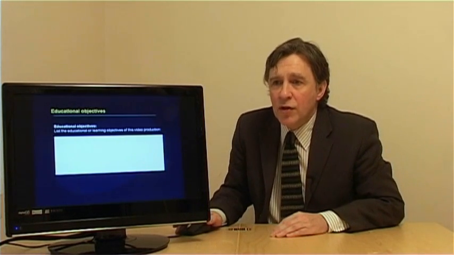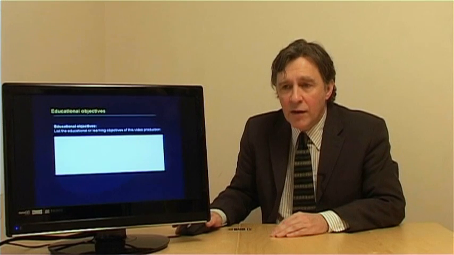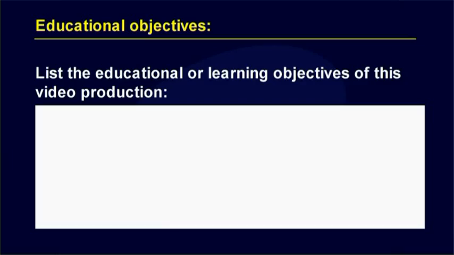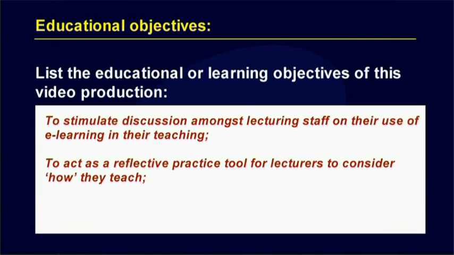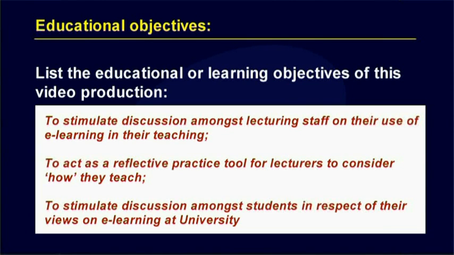Now, the next question is about the educational objectives. What do we want to achieve with this video? For the purposes of our illustration, we're going to say that the objectives are to stimulate discussion amongst lecturing staff on their use of e-learning in their teaching, to act as a reflective practice tool for lecturers to consider how they teach, and to stimulate discussion among students in respect of their views on e-learning at university.